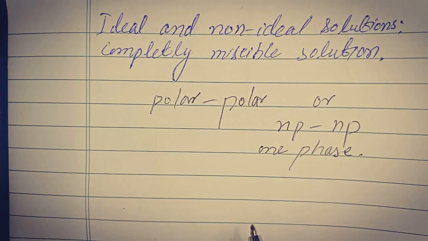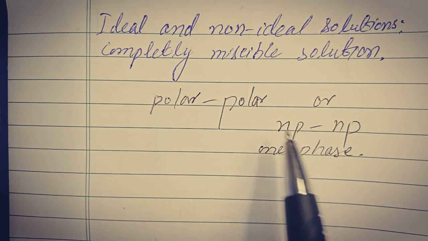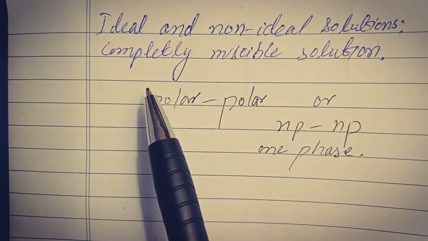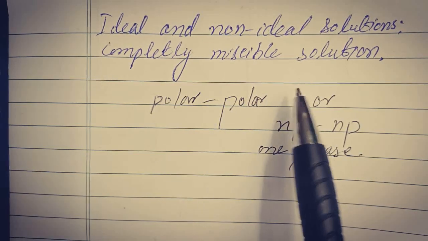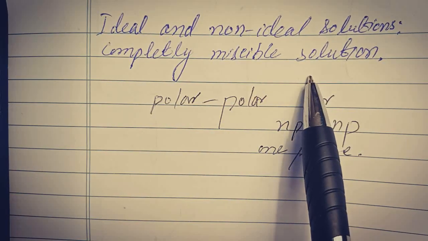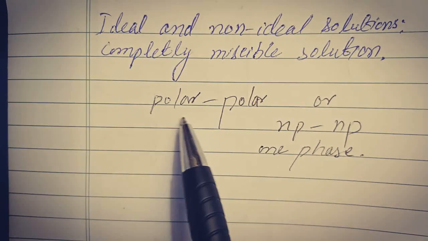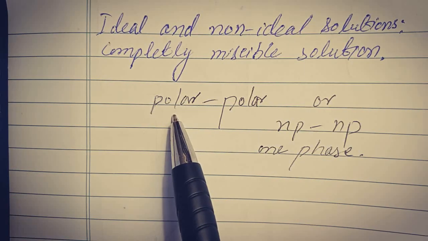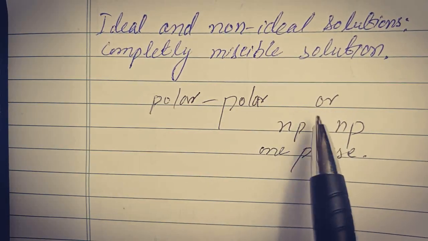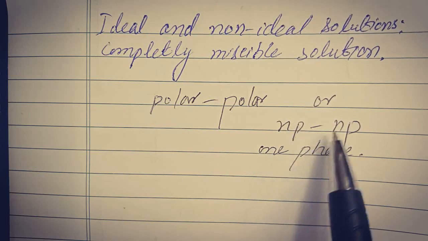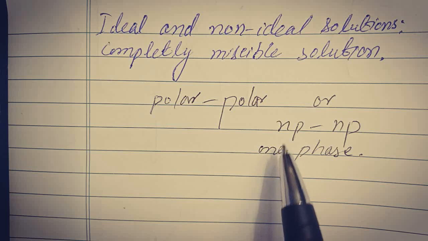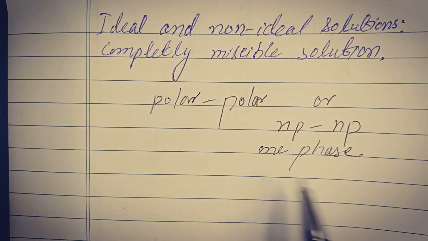The topic is ideal and non-ideal solution, and this category is usually studied from the subcategory known as completely miscible solution. To have solutions of this category, we have to take both polar liquids, meaning the solute and solvent should be polar and polar, or we can make a solution with a non-polar and non-polar mixture. When such liquids are mixed, they form only one phase.